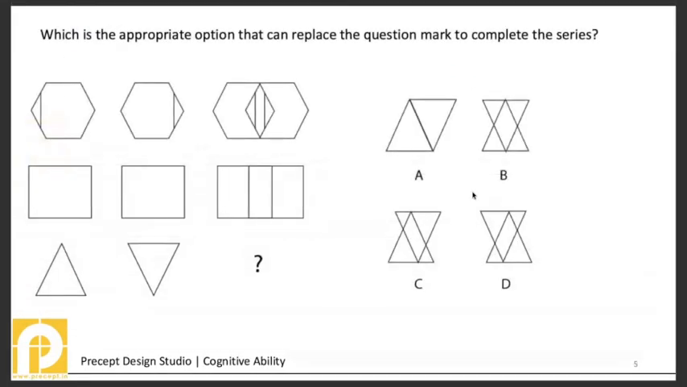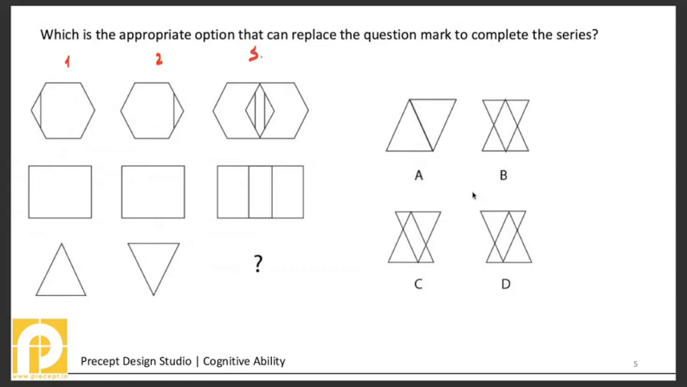What is the appropriate option that can replace a question mark to complete the series? All right. We're given here a series. We have to identify which of the options will replace a question mark in order to complete the series. So let's see what's happening. The first figure, second figure, and finally the third figure results.